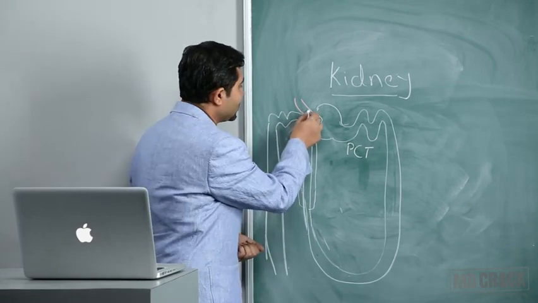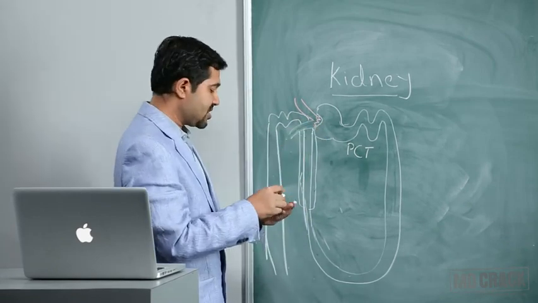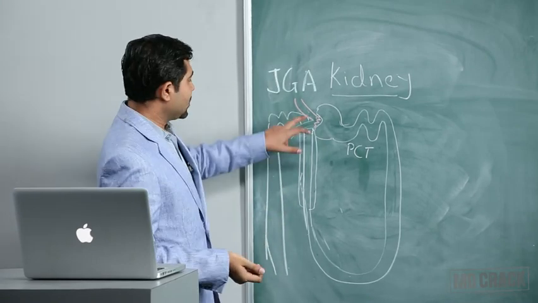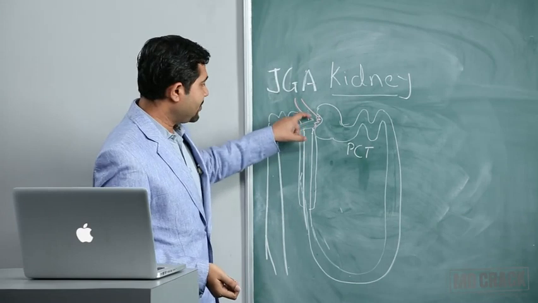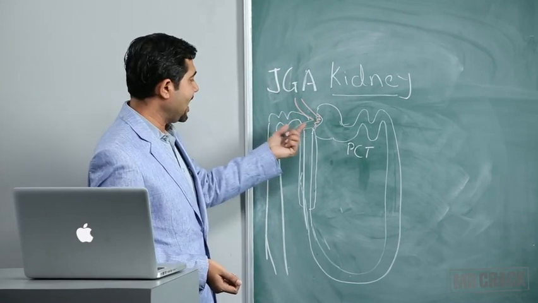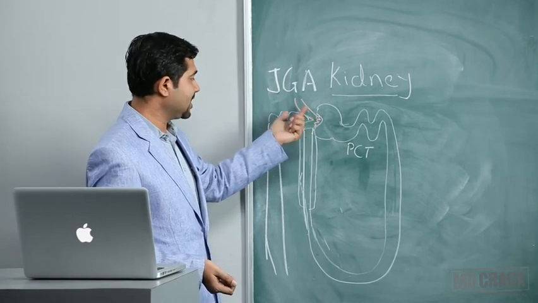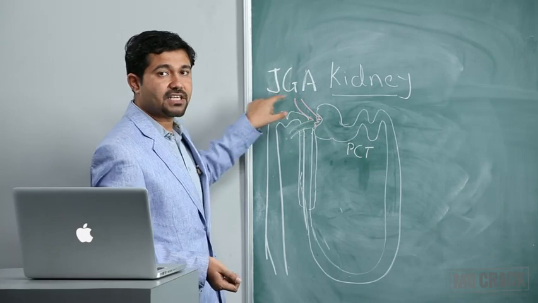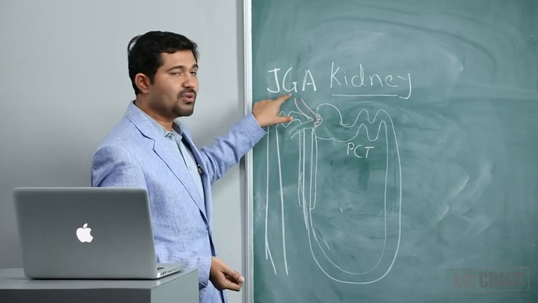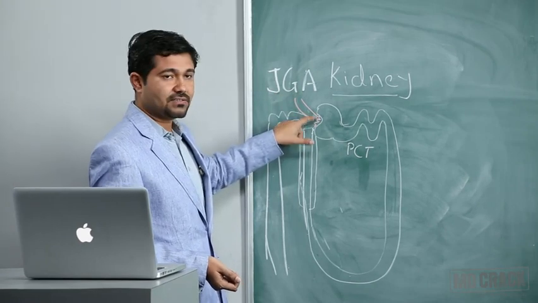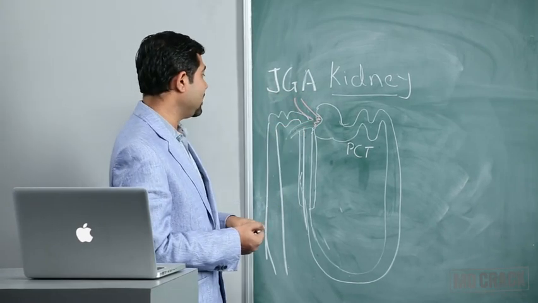This structure together is called the juxtaglomerular apparatus. This total structure together, that is, part of the afferent arteriole, part of the efferent arteriole and part of the DCT which is passing in between them, is called the juxtaglomerular apparatus. Juxta means lying near, so lying near to the glomerulus. That is called the juxtaglomerular apparatus.